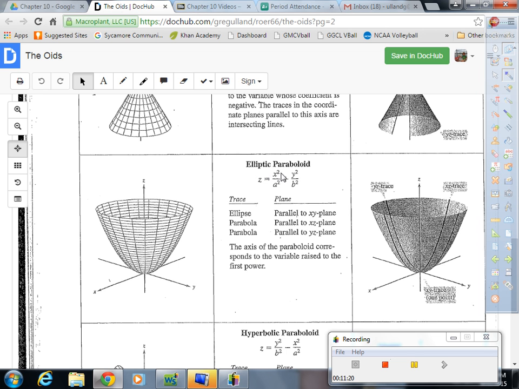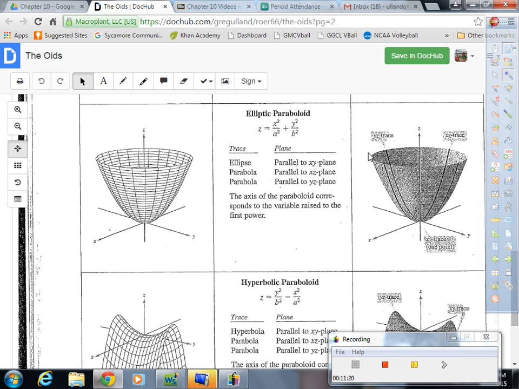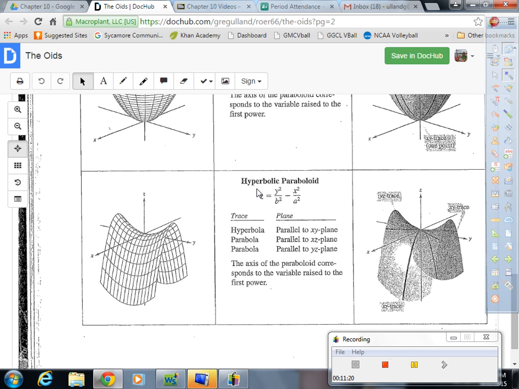Here's your elliptic paraboloid, and here is your hyperbolic paraboloid, better known as a saddle curve. And then here's the coolest thing about a hyperbolic paraboloid. That point right there is both a relative minimum and a relative maximum at the same time. Mind blown. Boom!